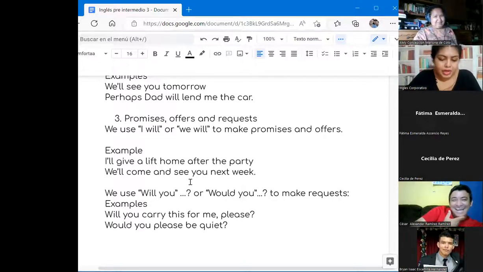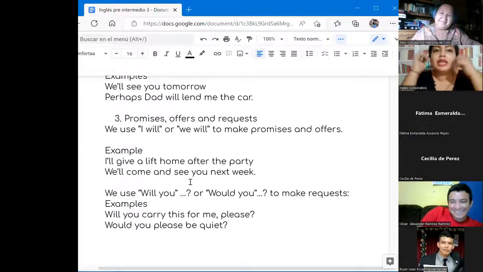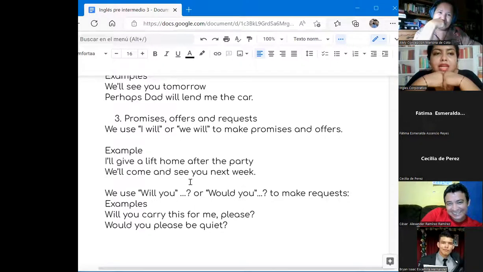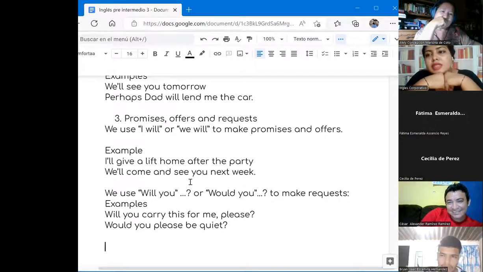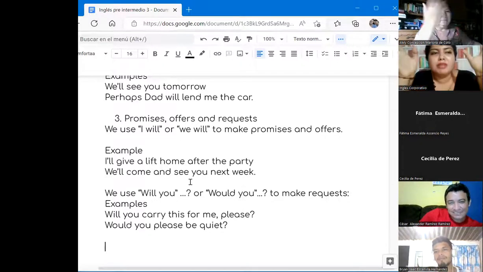Okay, we have 10. I'm going to write the 10 sentences and you are going to tell me which is better, because in this case, they have almost the same usage. Tienen casi el mismo uso.